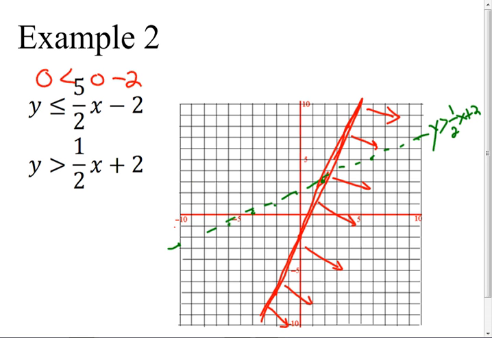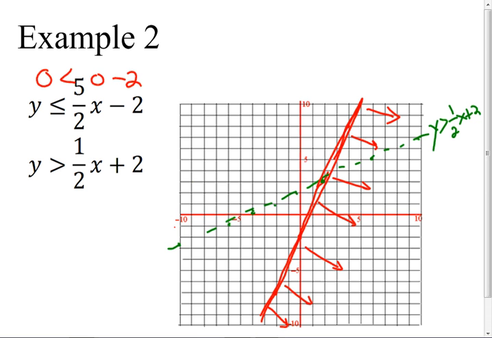If it's not true, you shade the other side. If it's true, you shade that side, because these are inequalities. Remember what we're looking for? We're finding all ordered pairs that make that sentence true. What did I say about solving? If you knew what it meant to solve, you could solve anything. We're looking for numbers that make this true.